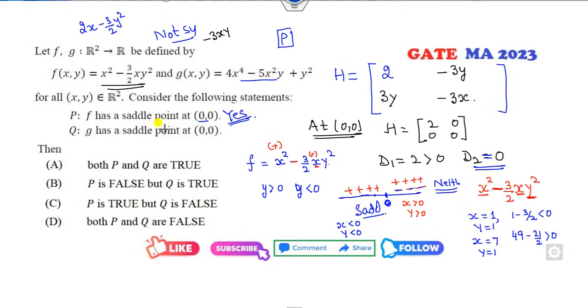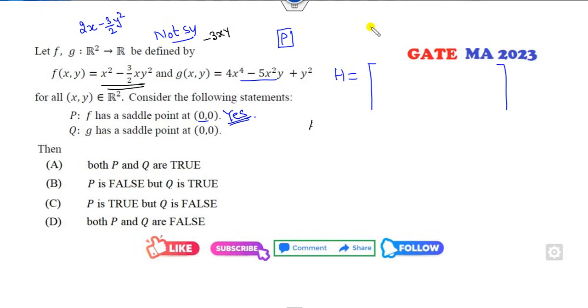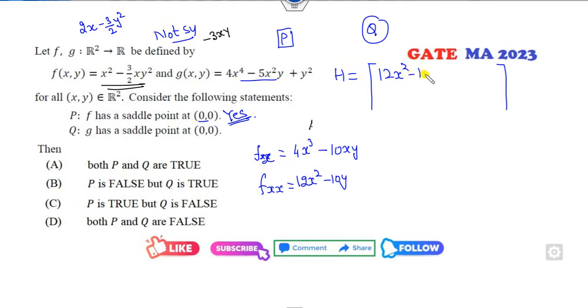Fine. Now we can do the same thing for this second point. So how can you define h for the matrix Q? The first derivative will be 4x cube minus 10xy. So what is the fxx? 12x square minus 10y. Fine. Whatever the other values are, our target is to find it at 0, 0. What is the value of this at 0, 0? It means the first value will be 0. What does it mean? Yes, it's a saddle point. Fine. So both are saddle points, which is the correct option for this example.